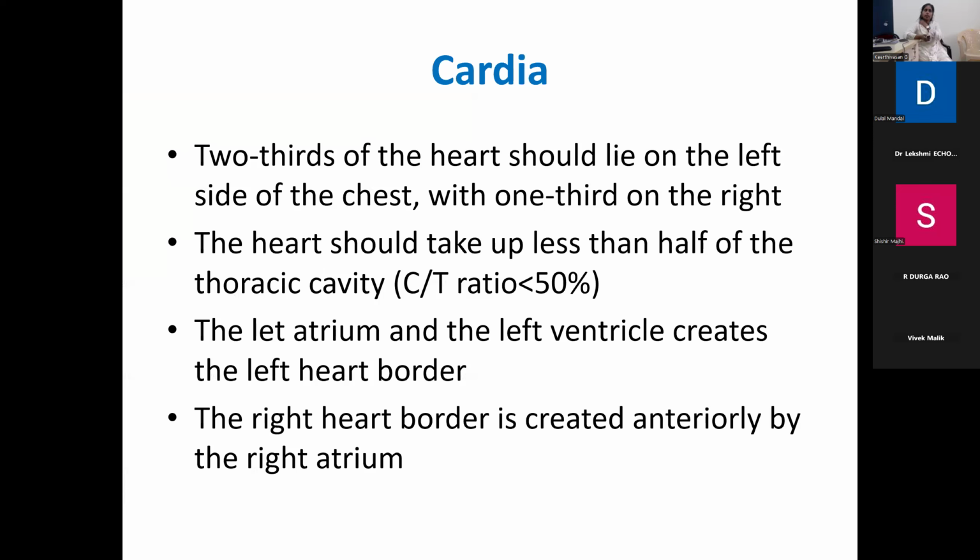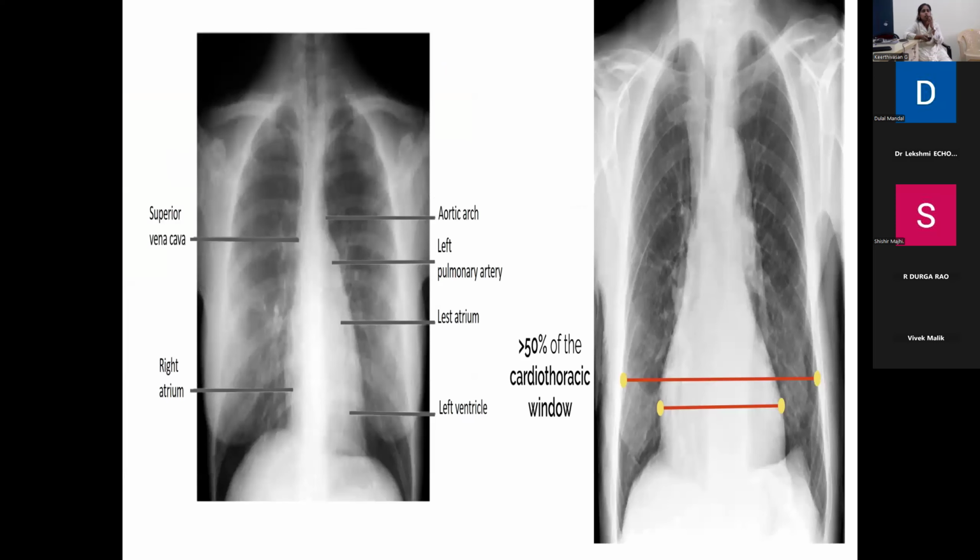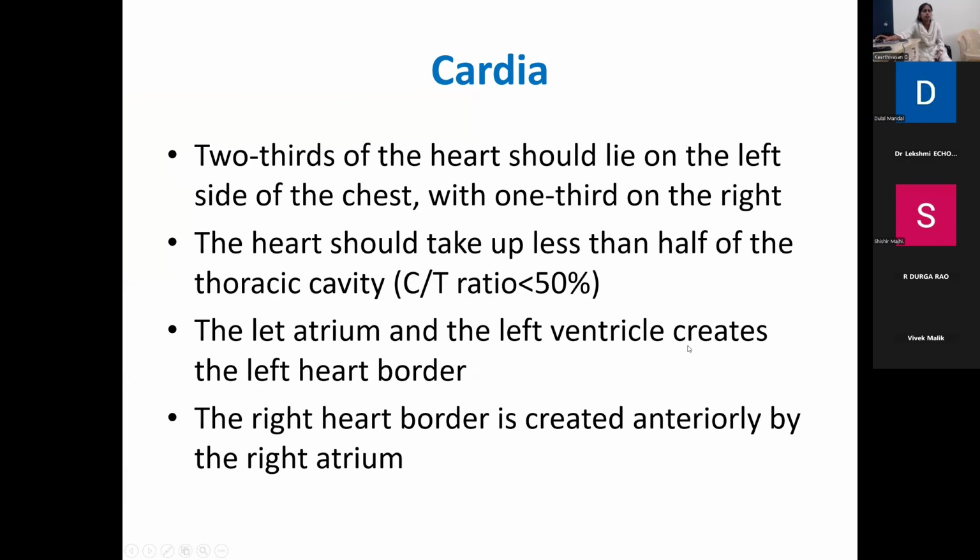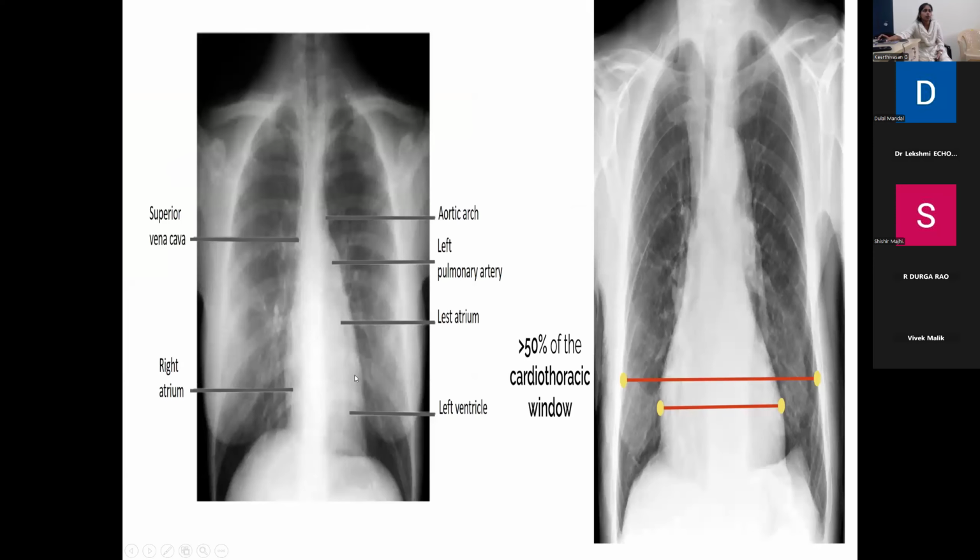And next you have to look at the heart. First the position of the heart, whether it is levocardia or dextrocardia. Then you will assess the size of the heart. We know that 2/3 of the heart should be on the left side and 1/3 on the right side. The cardiothoracic ratio, if it is more than 50%, is cardiomegaly. It should be less than 50%. But in children, it can go up to 60%. Even 60% in children is normal. Then look at the other structures.